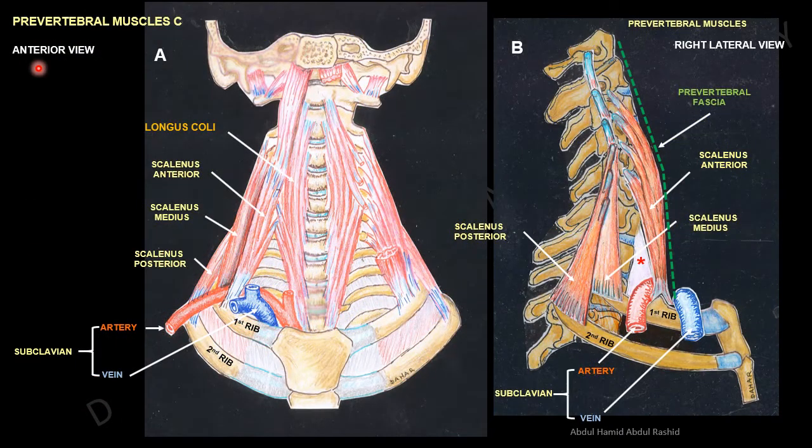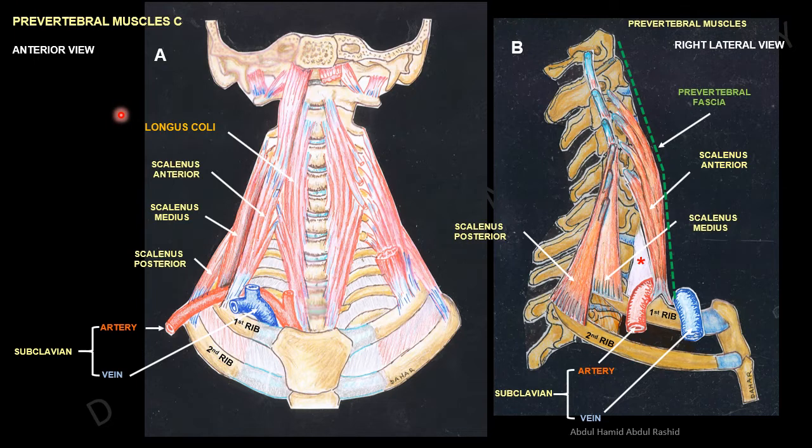In this slide, we have 2 diagrams, diagram A and diagram B. Diagram A is the anterior view of the prevertebral muscles. Diagram B is the right lateral view of the prevertebral muscles. This is the cervical vertebrae, and these are the prevertebral muscles.